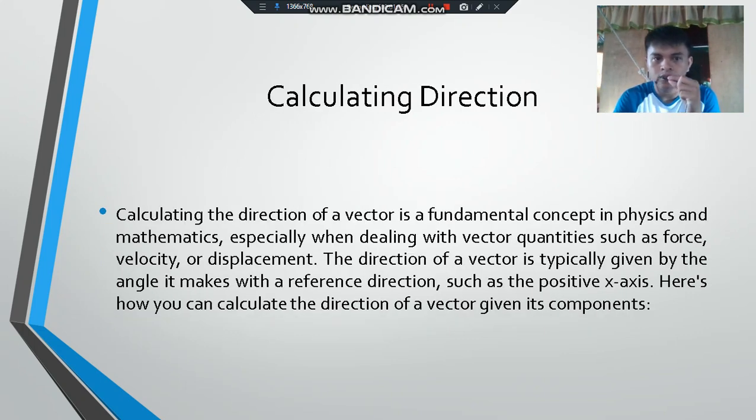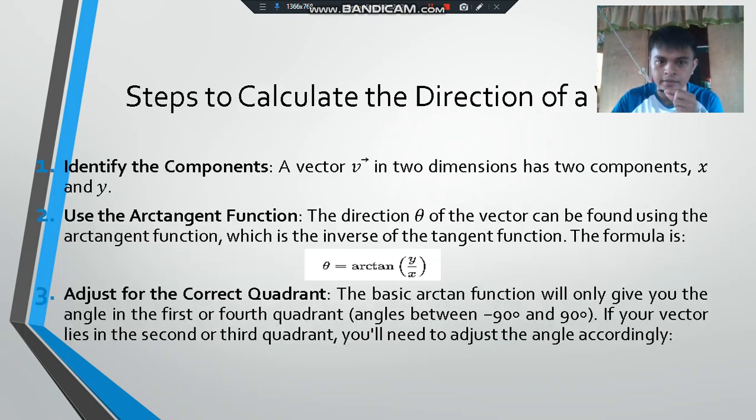Calculating direction. Calculating the direction of a vector is a fundamental concept in physics and mathematics, especially when dealing with vector quantities such as force, velocity, or displacement. The direction of a vector is typically given by the angle it makes with a reference direction, such as the positive x-axis. Here's how you can calculate the direction of a vector given its components.